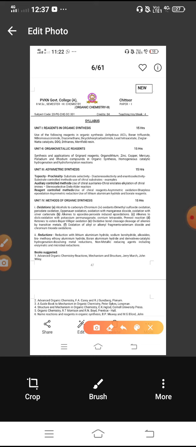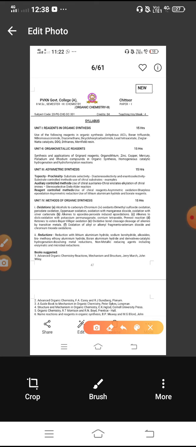Today we will discuss organic chemistry 3. In our third semester, I started the organic synthesis paper. This paper is mainly based on organic synthesis. We have 4 units. Unit 1, reagents in organic synthesis. Unit 2, organometallic reagents. Unit 3, asymmetric synthesis. Unit 4, methods of organic synthesis.